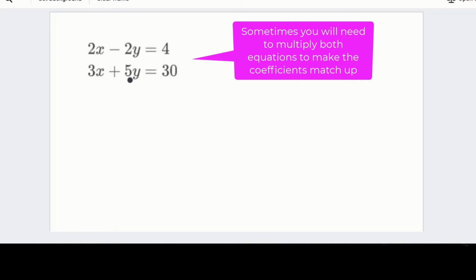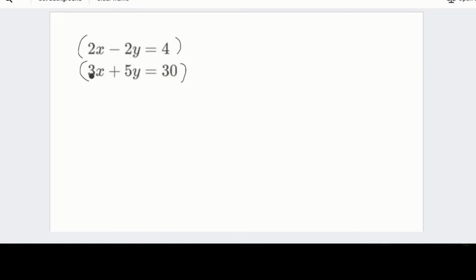Negative 2 does not go evenly into 5. So in this case, you have to multiply both coefficients. Easiest thing to do is multiply it by the other coefficient. Kind of like finding a common denominator. So since we have a 2 and a 3, if I multiply the top by 3 and the bottom by 2, these will match up. I also could multiply the top by 5 and the bottom by 2, and it will still match up. So remember, we're multiplying by everything that's inside the parentheses.